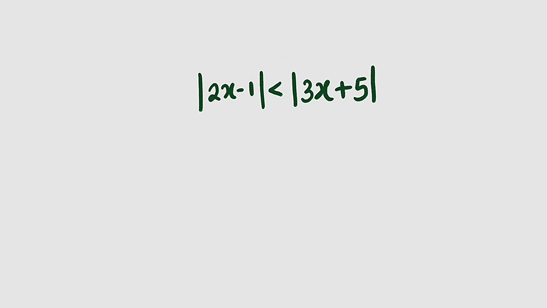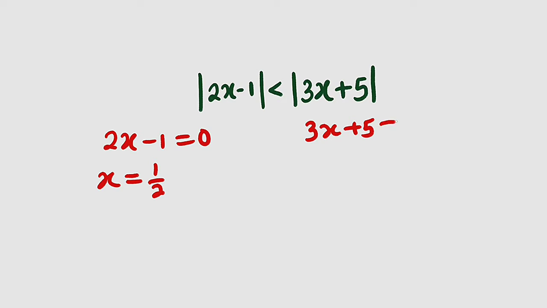If you take this one, you set it to be equal to 0, you have 2x minus 1 equal to 0. Take negative 1 to the other side and divide both sides by 2. X will be equal to 1 over 2. And if you set 3x plus 5 equals 0, it implies x equals negative 5 over 3.